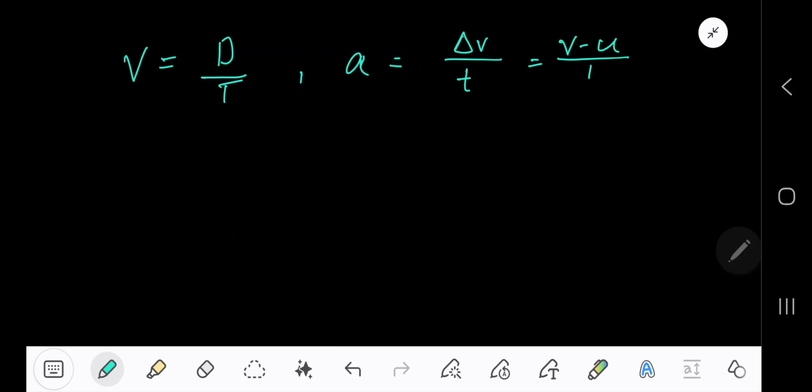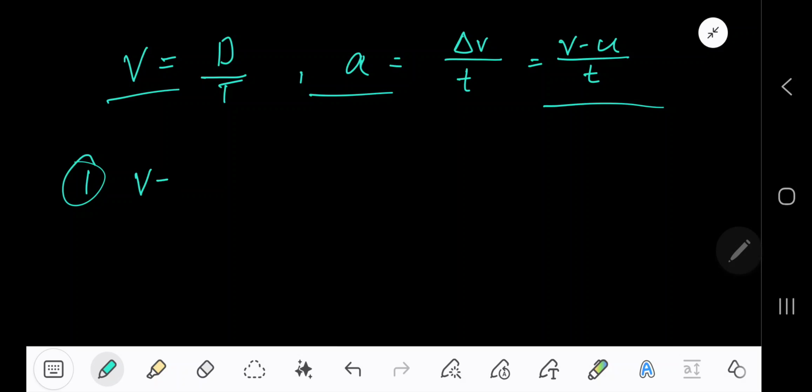First, velocity is displacement divided by time. Acceleration equals the change in velocity divided by time, which is just the final velocity minus the initial velocity, divided by t. So knowing these formulas, we can now start discussing the equations of motion.